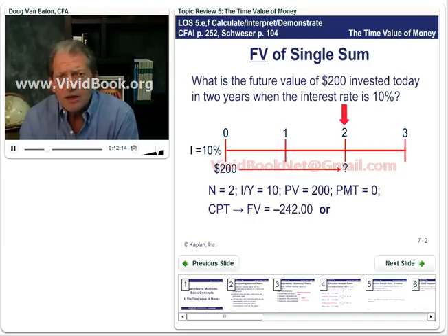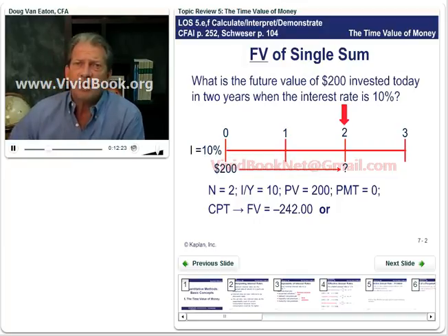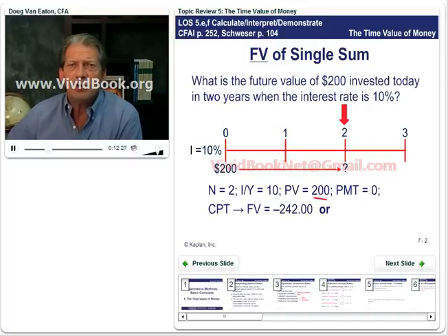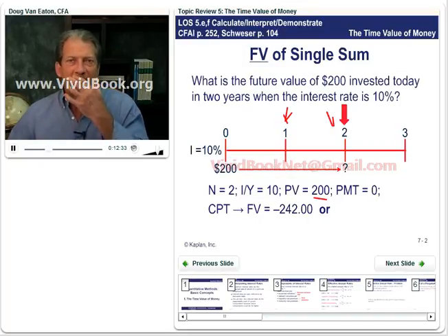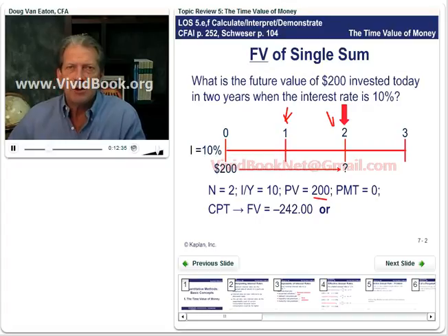But assuming you've done that, well, we put n equals 2. 2 periods from now, the interest rate's 10%, enter that as a whole number. We've got our present value, today's value, 200. Our payment is 0. That means we're not going to add anything to the account at these future periods. We're just going to let it sit and gather interest. And we come up with a future value of $242.